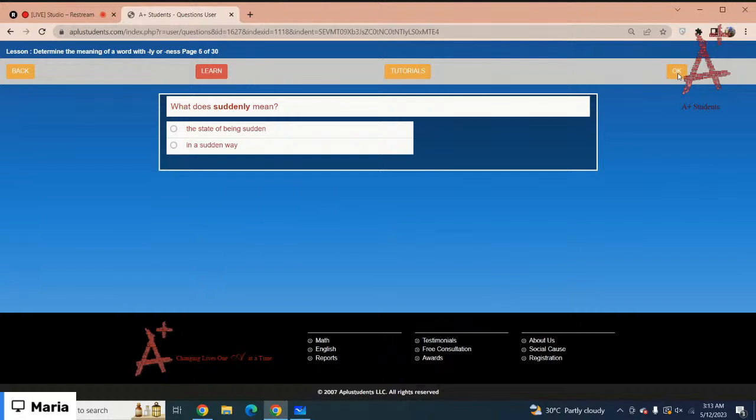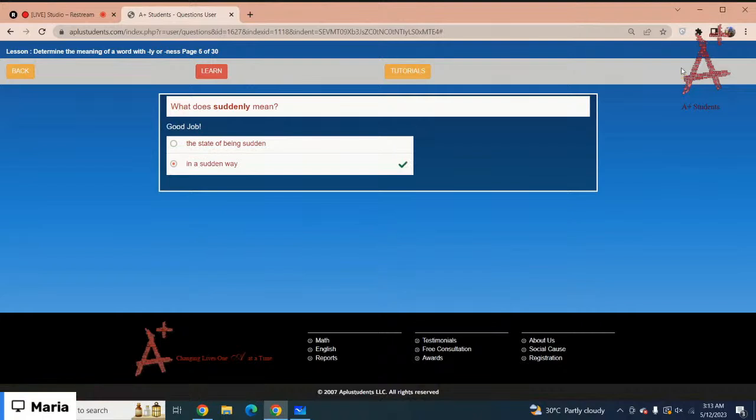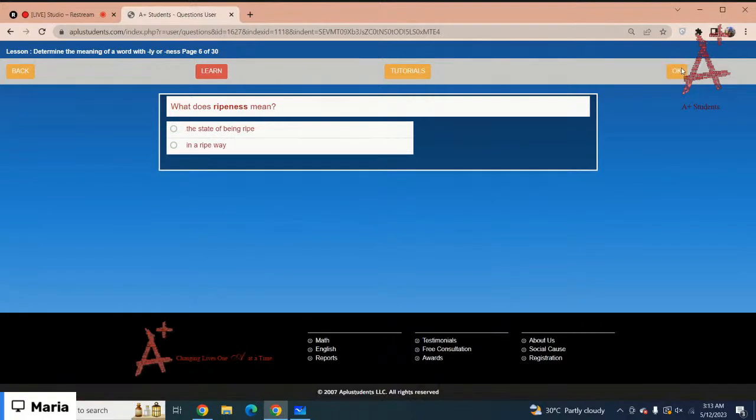In a sudden way. It is in a sudden way. What does ripeness mean? Ripeness means the state of being ripe. Got it? The ripeness means state of being ripe.